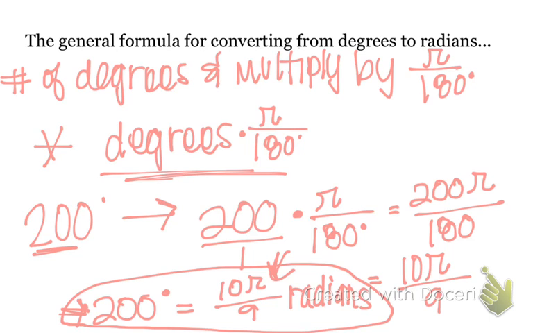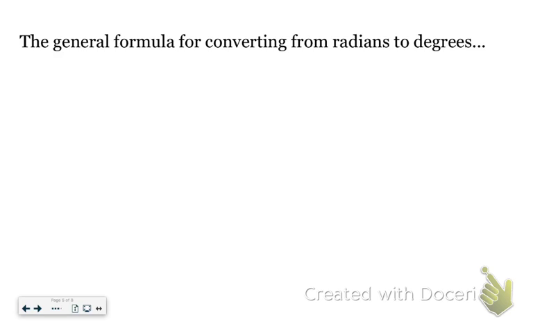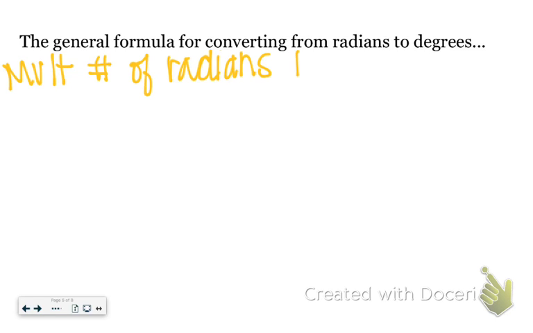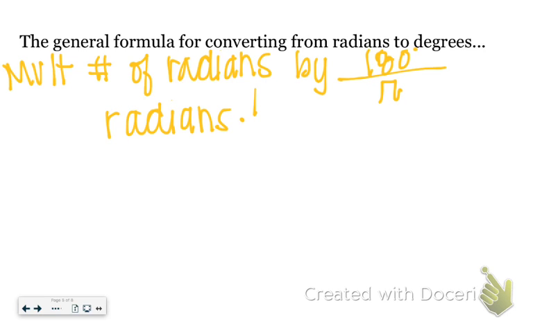Okay, now say that you're given radians and we need to convert to degrees. So now you're going to multiply the number of radians you're given by 180 degrees divided by pi. Before, we multiplied by pi over 180 to convert to radians, so to convert to degrees, you multiply by 180 over pi. So let's just do an example of that. Let me write this real quick. So it's radians times 180 over pi.